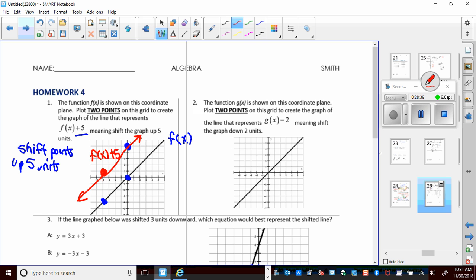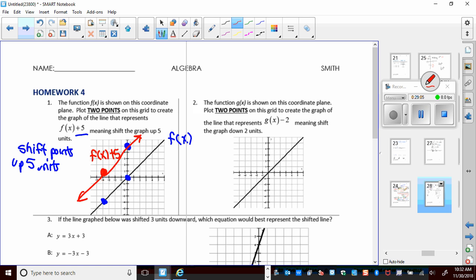So I'm going to ask you about the next picture. Finish that up. That's the answer. That's your transformation. You just transformed the line by sliding it up 5 units. Now look at this next graph. It says the function g of x is shown on the coordinate plane. Plot 2 points on this grid to create the graph, the line that represents g of x minus 2.